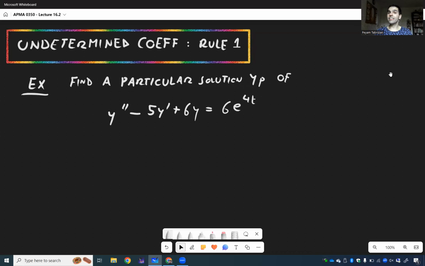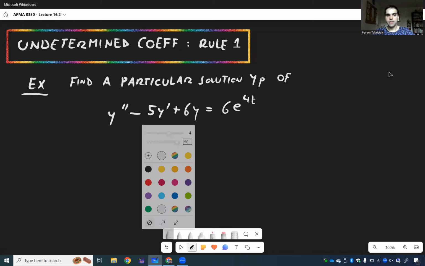All right, the first method that we'll discuss is undetermined coefficients, which is easier to apply, but it only works in special cases. And so here, let's find a particular solution of our equation y double prime minus 5y prime plus 6y equals 6e to the 4t.